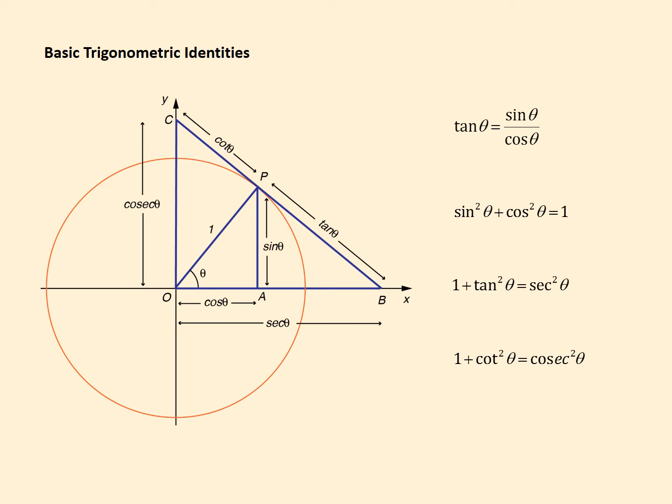The next three are got from applying Pythagoras' theorem to the triangles. So in triangle OAP, we find that sine squared theta plus cos squared theta is 1 squared, which is just 1. In triangle OPB, we have that 1 plus tan squared theta is sec squared theta. And in triangle OPC, we have 1 plus cot squared theta is cosec squared theta.